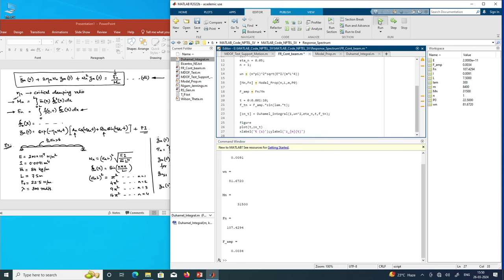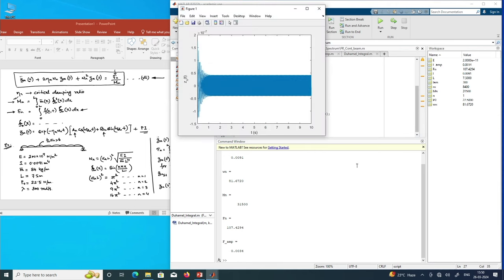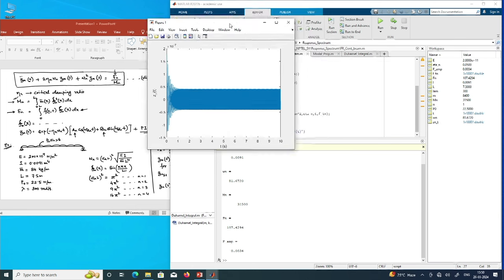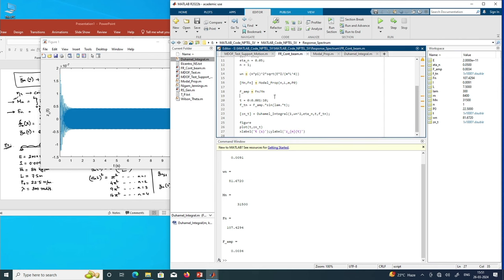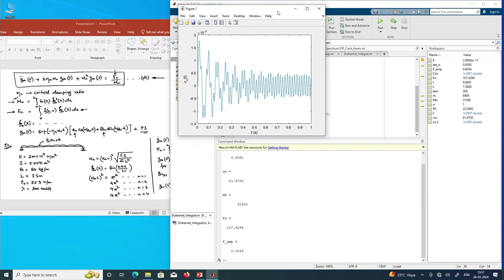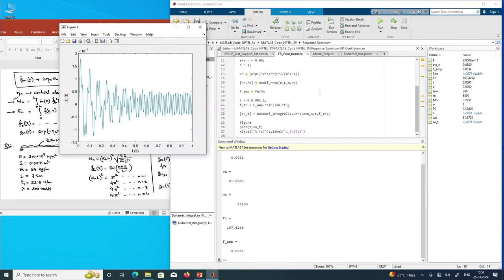So, let us run this code, and you can see the modal response for this particular case we have obtained. So, let us reduce the time, and we have this modal response. So, that is in the first mode.